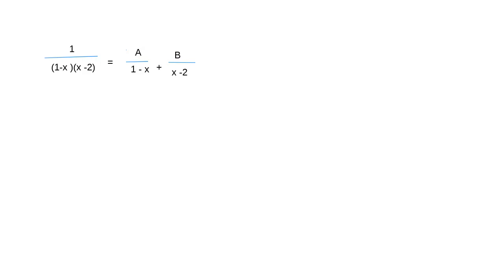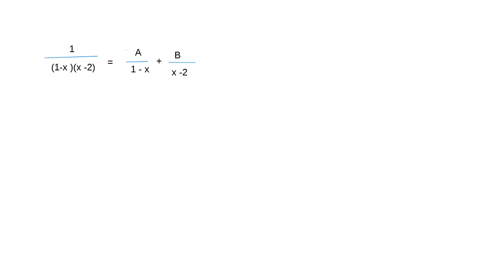So first, partial fractions. We want to separate this one, right? 1 over (1 minus x) times (x minus 2) we can write as some number divided by 1 minus x, plus some number divided by x minus 2. So we need to find out A and B.